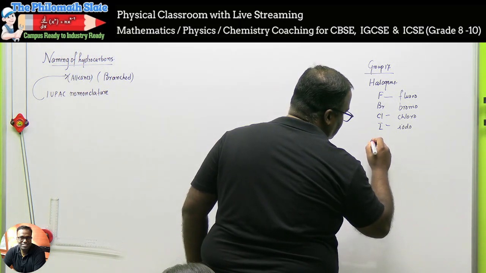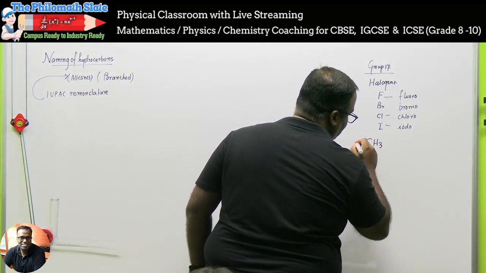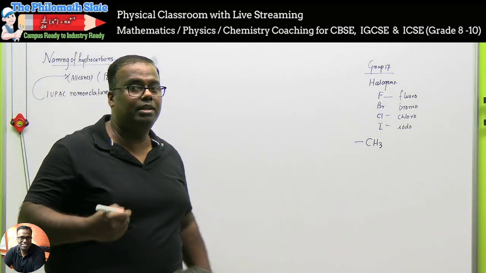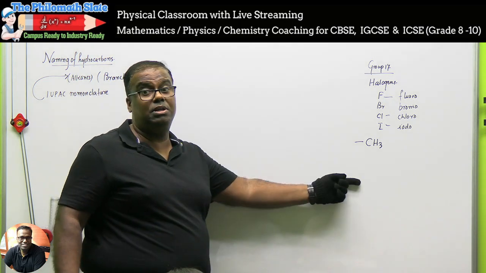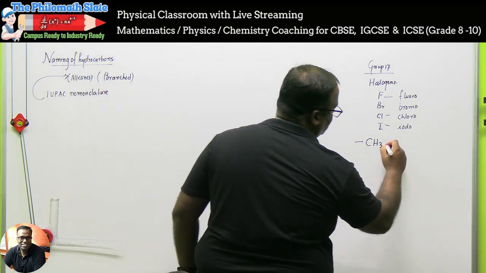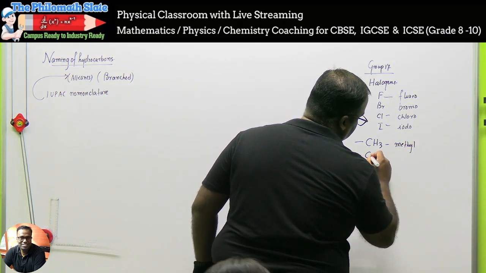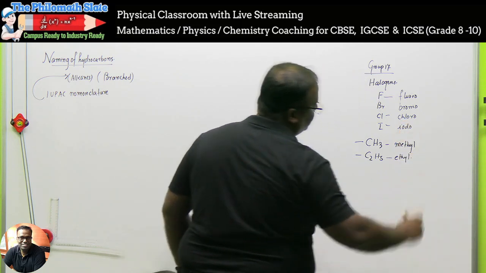And do you remember studying something called this particular group in last class? Alkyl groups. So this is known as alkyl. So this is methyl, because it is one carbon, methyl. Similarly, if it is C2H5, it will be known as ethyl. Okay?